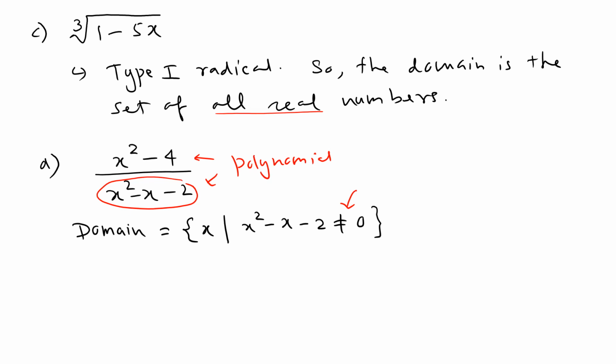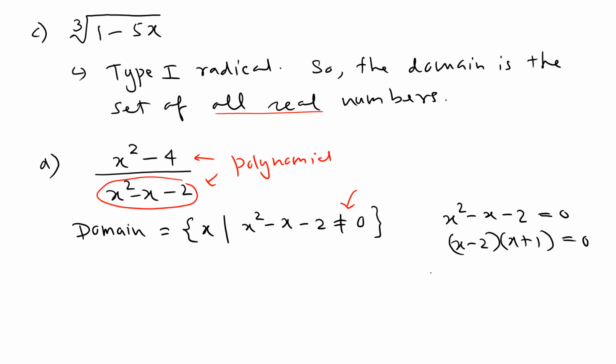Now normally we set this equal to 0 and figure out what values make it 0, and we can remove them. So we're going to set this equal to 0 and find all the faulty values. To do that, we're going to factor this. This is easy to factor. This is x minus 2 and x plus 1. Those are the two factors.